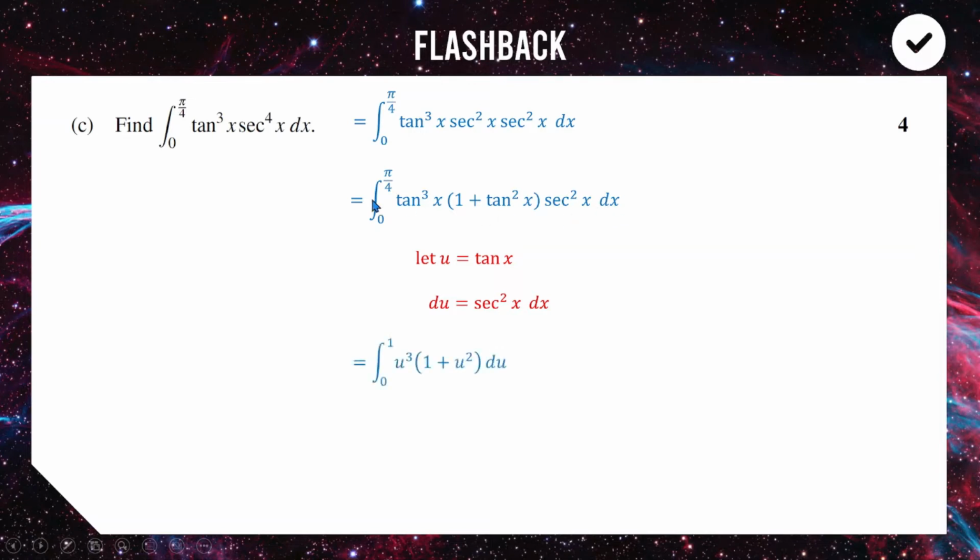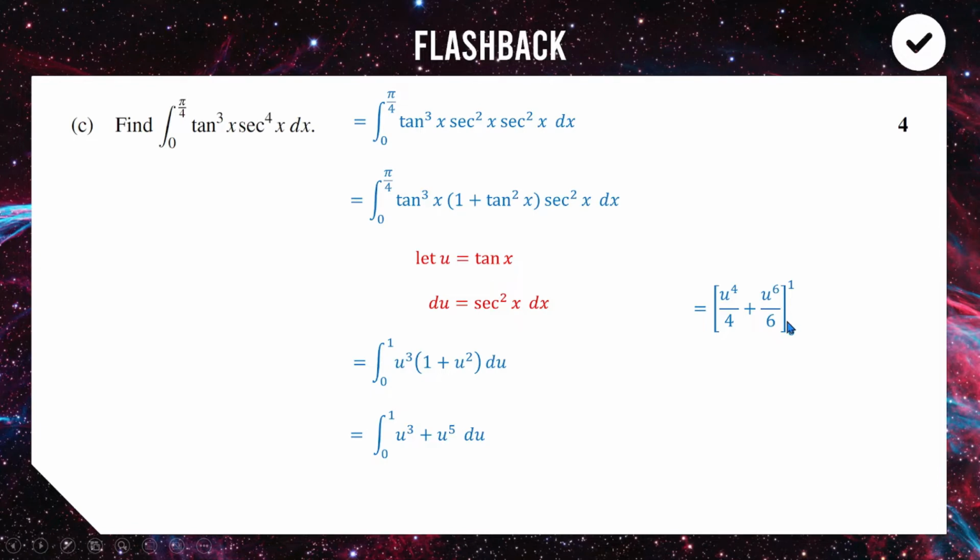So summing that all in, our limits are going to turn into tan of 0, which is 0, and tan of pi on 4, which is 1 once again. Now we just have an integral involving u's. We could just expand this out and use plain old regular integration to get our answer. So we have u cubed plus u to the power of 5. Integrating these, they become u to the 4 on 4 and u to the 6 on 6.